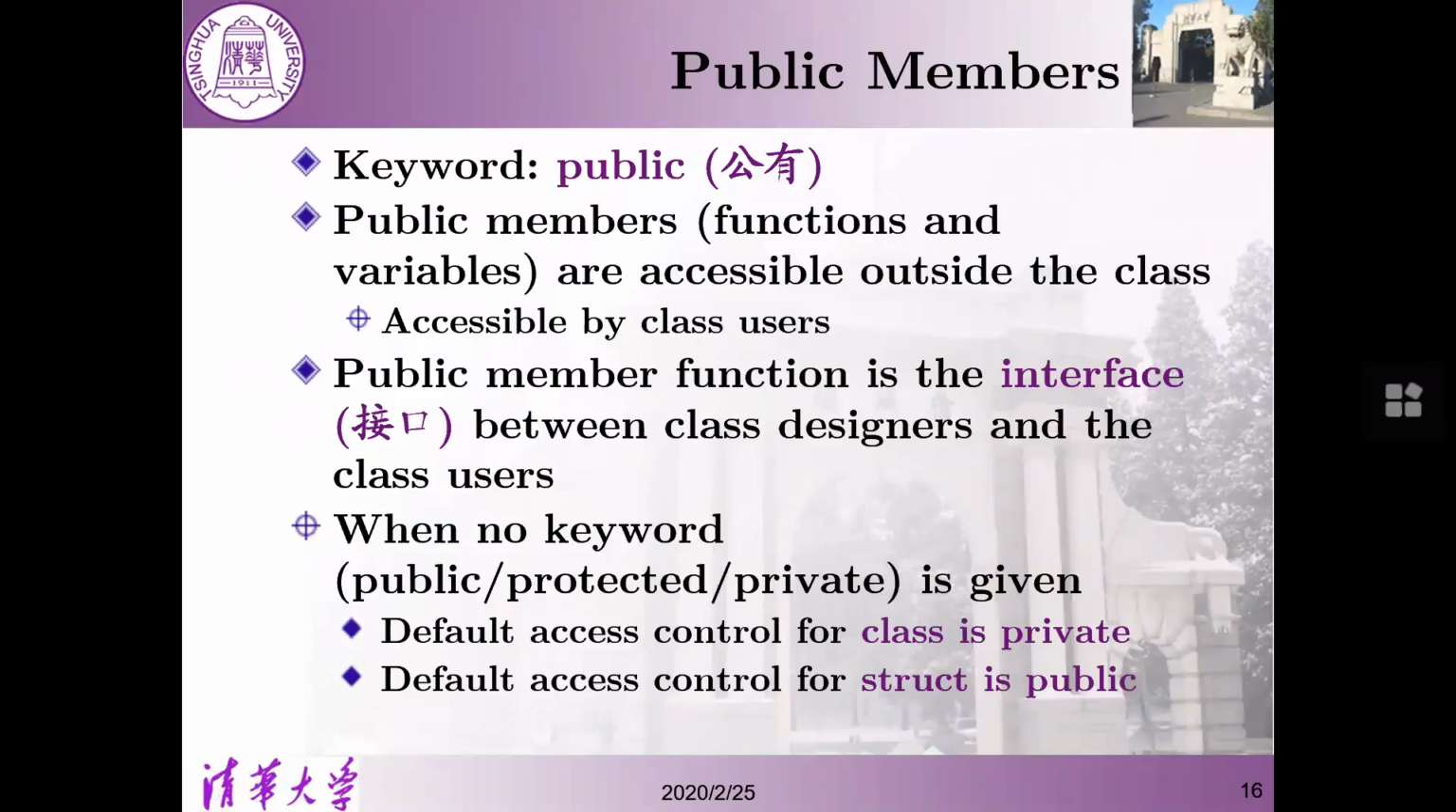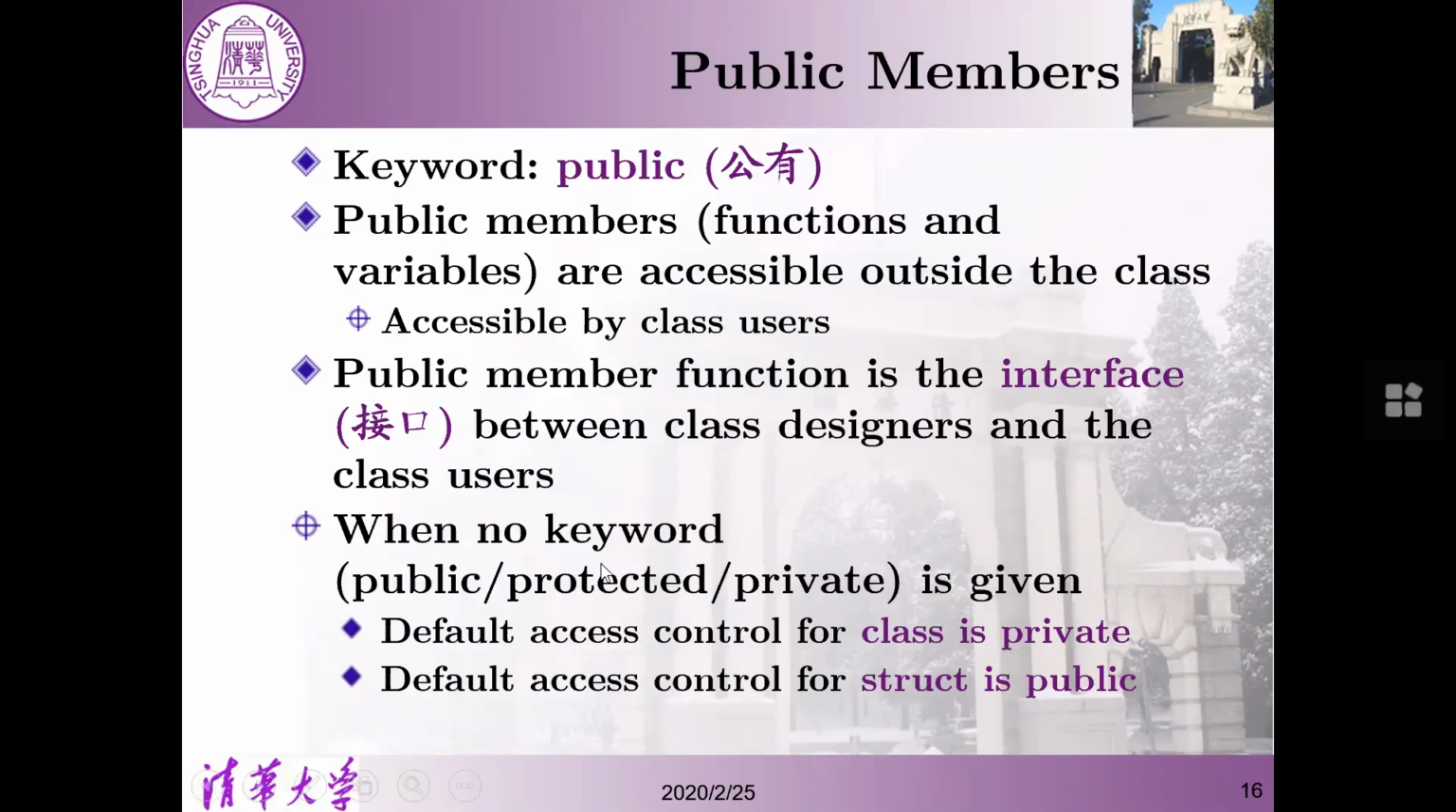Now more detail on public members. The keyword is public. Public members are accessible outside the class and accessible by the class users. The public member functions are interfaces between class designers and class users. When you design the class, you make some members public so that users can access them. And for others that you don't want users to access, you make them private.